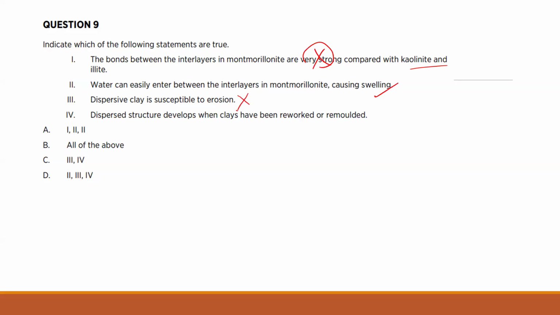Dispersive clay is susceptible to erosion. Is that right? Dispersive soil has dispersed fabrics, unlike flocculated ones. Dispersive clay can disperse in water, and erosion can easily happen. A dispersed structure develops when clay has been reworked or remolded. So we discussed that as well.